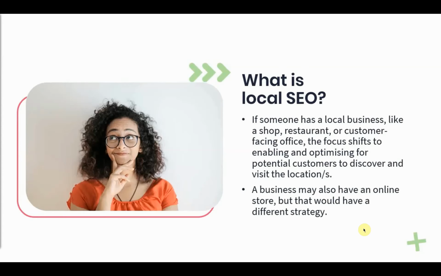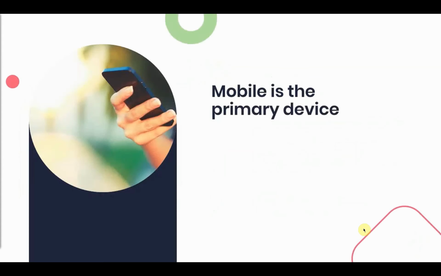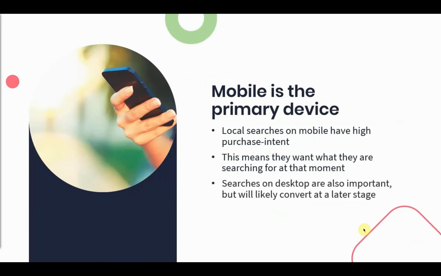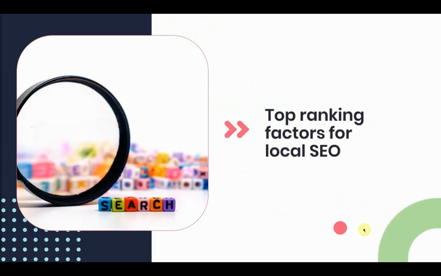So I think it goes without saying that mobile is the primary device when it comes to local SEO. Local searches on mobile have a higher purchase intent than those on desktop. This means that they want what they are searching for at that moment. Searches on desktop are also important, but they will likely convert at a later stage. So let's have a look at the top ranking factors for local SEO so that you can implement these.